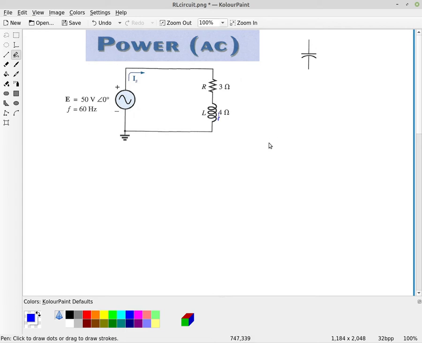And so if we were to draw this, the resistor would have a value of 3 ohms. And then at the end of that, if we draw the inductor, the inductor would go up at 4 ohms. And so therefore, the total impedance of this circuit, Z total, is equal to 3 ohms plus j4 ohms.